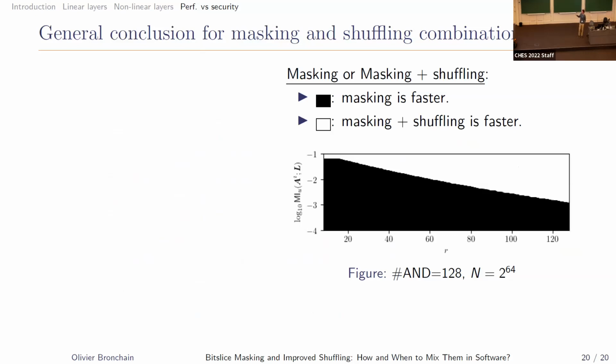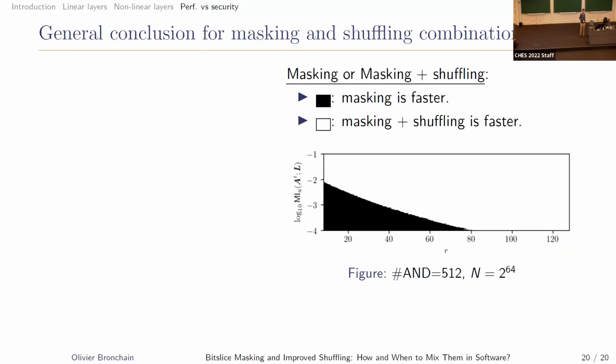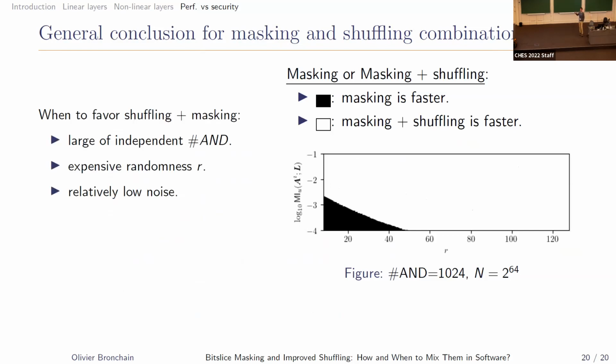We also have as a parameter the number of independent ANDs you want to do. So this is for 128 independent ANDs, and then you can increase the number of ANDs and the areas here change. You see that the area where shuffling plus masking is better increases. So one more takeaway message of all our analysis is that we should favor using shuffling plus masking when there is a large number of independent ANDs, when the randomness is relatively expensive, and when there is relatively little noise. Of course, you have to put all that in perspective because all these parameters depend on the platform and so on.